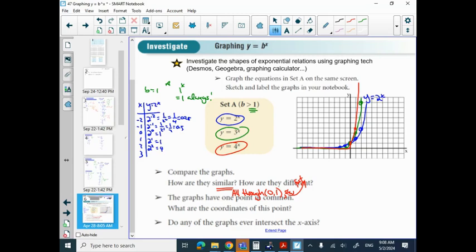How are they different? Well, they're different because the larger the b value, the quicker they increase and decrease. The power of 4 one went to 4 after 1 step. The other one only went up to 2, and so on.